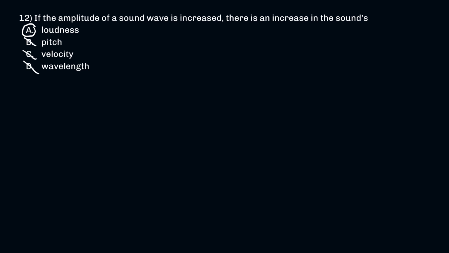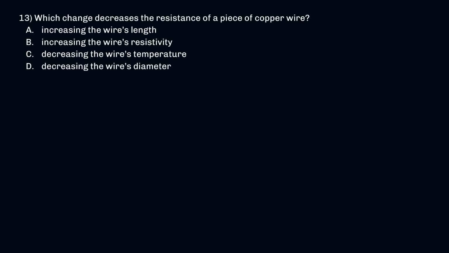Example number 13: which change decreases the resistance of a piece of copper wire? All right, our answer choices here are going to drive how we do this question. A, increasing the wire's length; B, increasing the wire's resistivity; C, decreasing the wire's temperature; or D, decreasing the wire's diameter. So let's run out what these things are.